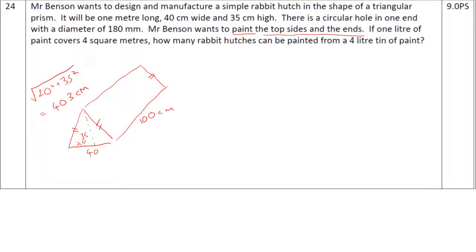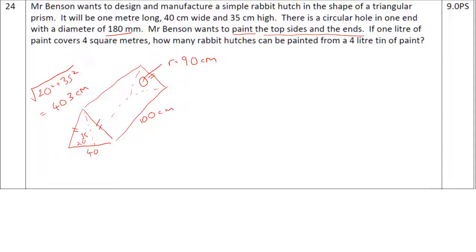Now the other thing that we've got to remember is that I've got to take away the circular hole that is in one of the ends. So if I put that hole down that end, what do we know about it? It's got a diameter of 18 centimeters, which means it has a radius of 9 centimeters. That's a tiny decimal point there. I'll make that, that'll do.